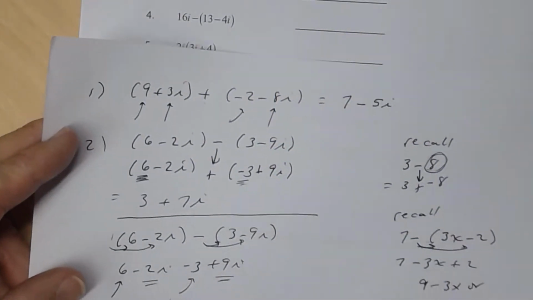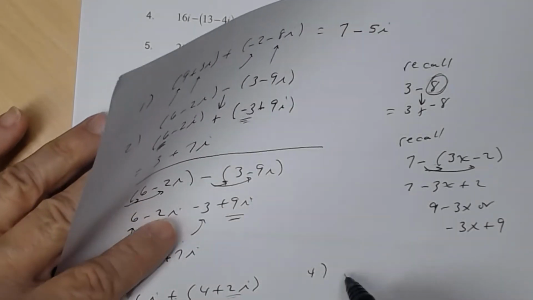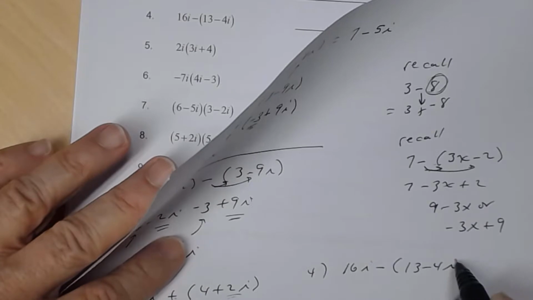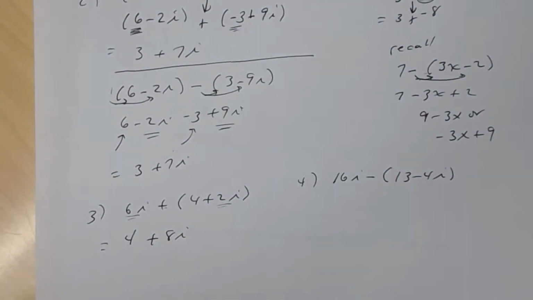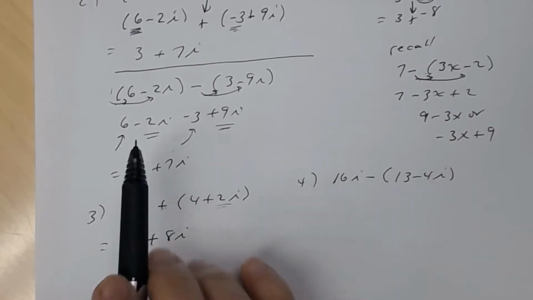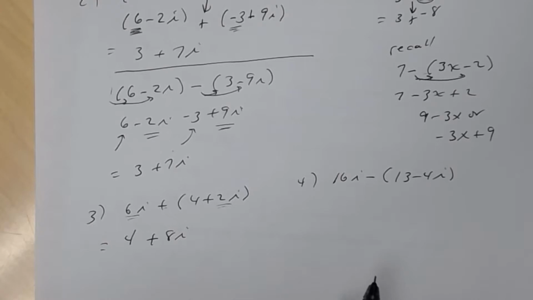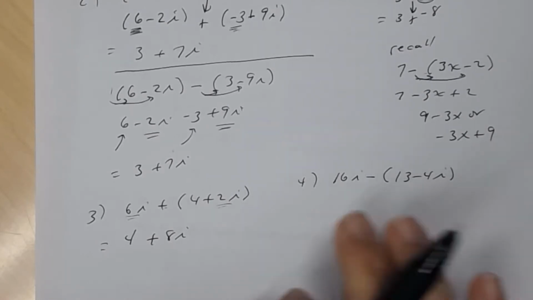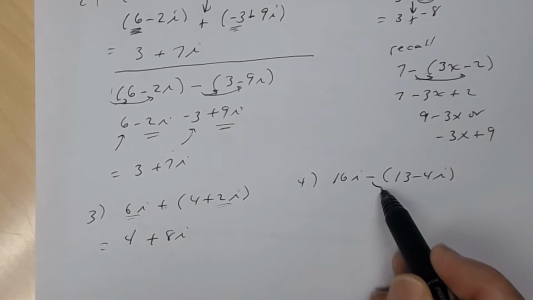All right, number 4, you have 16i subtract 13 minus 4i. So again, I can use the idea as number 2. I can use the distributive property, or I can just change this to an addition problem. Whichever approach you take, you'll get the same answer. So let's just use the distributive property here.